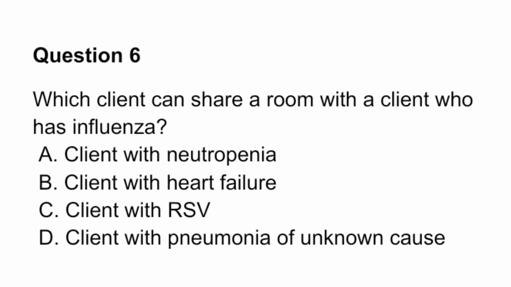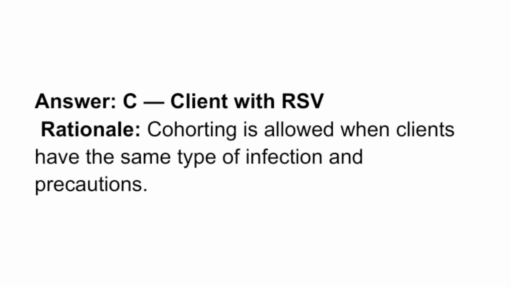Question 6. Which client can share a room with a client who has influenza? A. Client with neutropenia. B. Client with heart failure. C. Client with RSV. D. Client with pneumonia of unknown cause. Answer: C. Client with RSV. Rationale: cohorting is allowed when clients have the same type of infection and precautions.